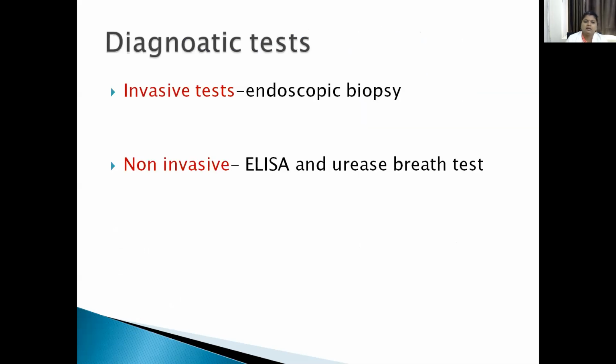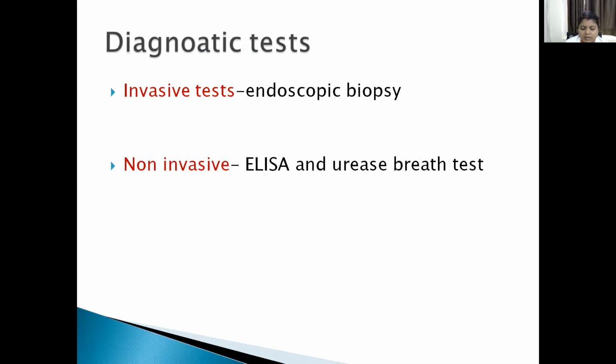If you see the diagnosis tests, they involve invasive tests and non-invasive tests. Invasive tests involve taking a biopsy sample, and this biopsy material is put in the urease indicator in the endoscopic room itself. If there is any presence of urease, it can be detected in the endoscopic room itself. Other tests that are available are culture.